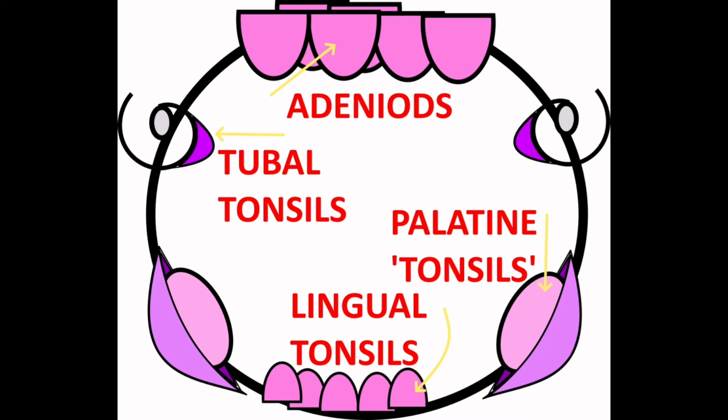This is a picture of Waldeyer's ring. As you can see, the Waldeyer's ring contains the adenoids, the palatine tonsils, the tubal tonsil and the lingual tonsil. Reading the adenoid X-ray is an important exercise in the third year M.B.B.S curriculum.